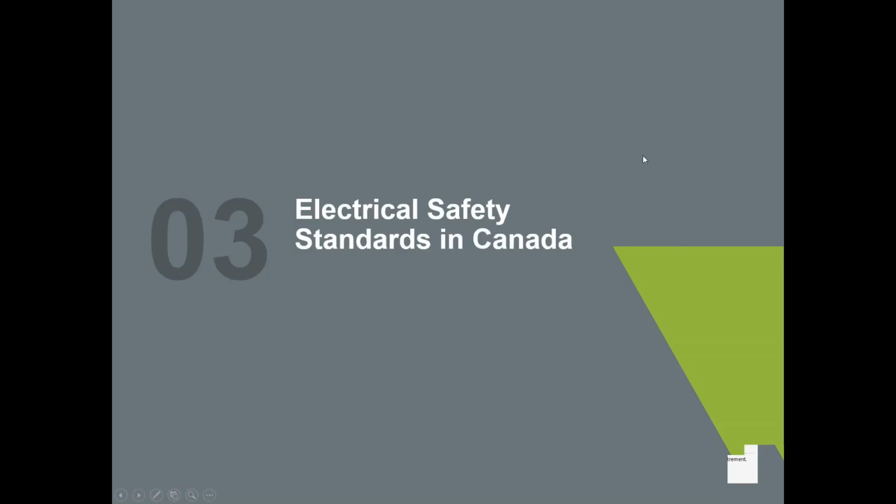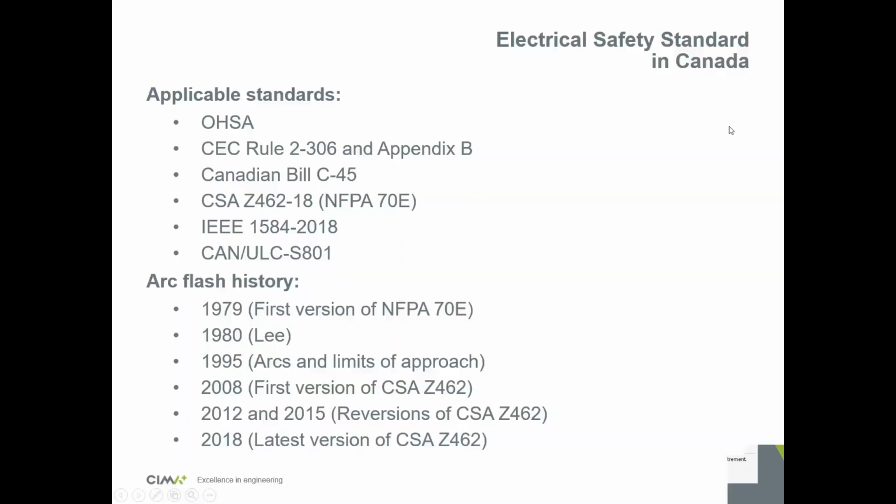Now we'll go over the electrical safety standards that apply in Canada. The applicable standards: you have the Occupational Health and Safety Act, you have the Canadian Electrical Code, specifically Rule 2306 and Appendix B. You have the Canadian Bill C45 that I'll go over in detail in the next slides. You have the CSA Z462, which is based on the NFPA 70E. This one will be covered in the presentation.